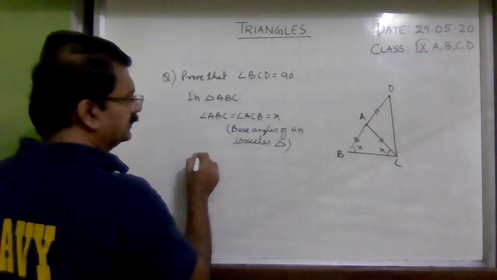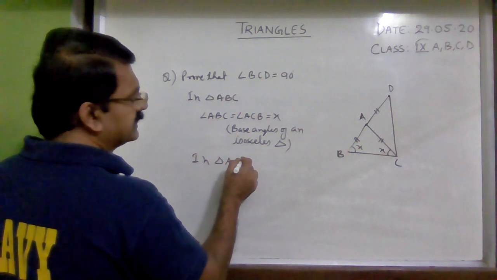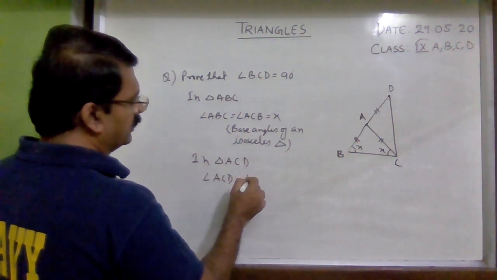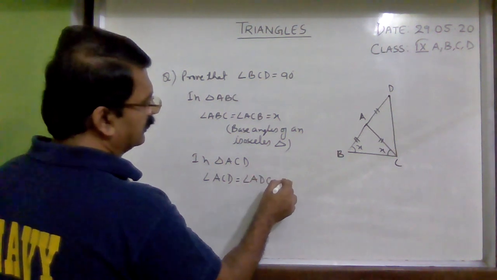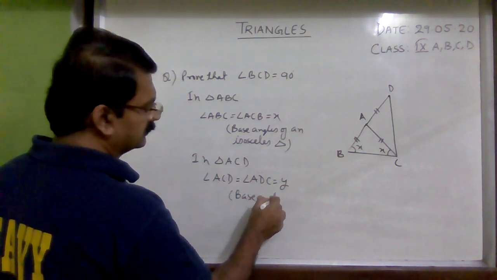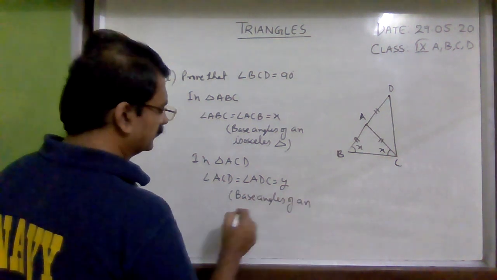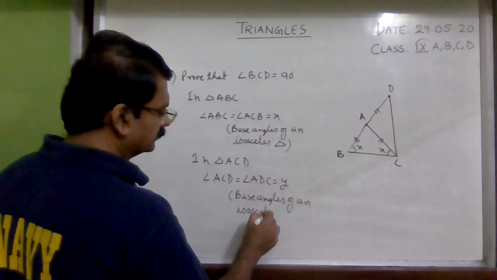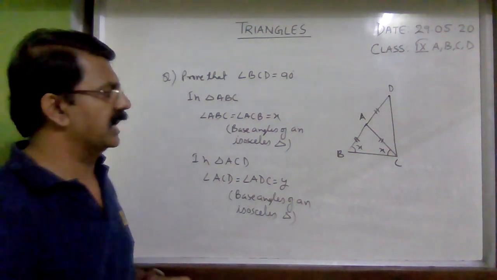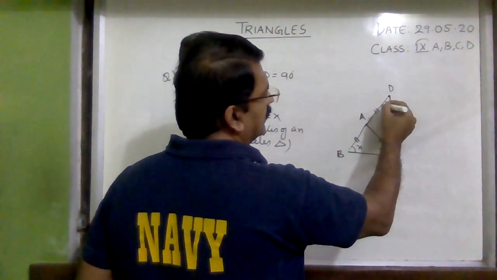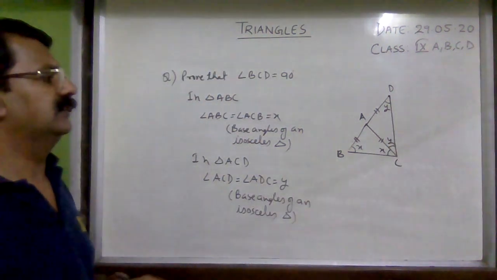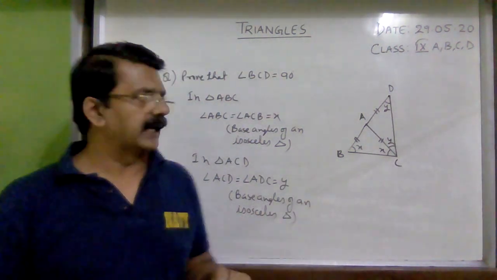Now in triangle ACD, angle ACD is equal to angle ADC is equal to Y. The same reason, base angles of an isosceles triangle. Base angles of an isosceles triangle means this angle and this angle are equal, and we assume these angles to be Y.